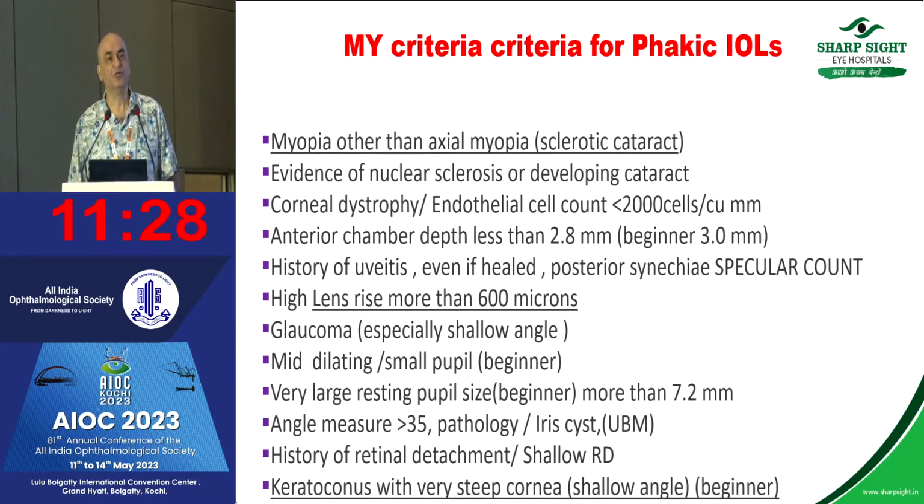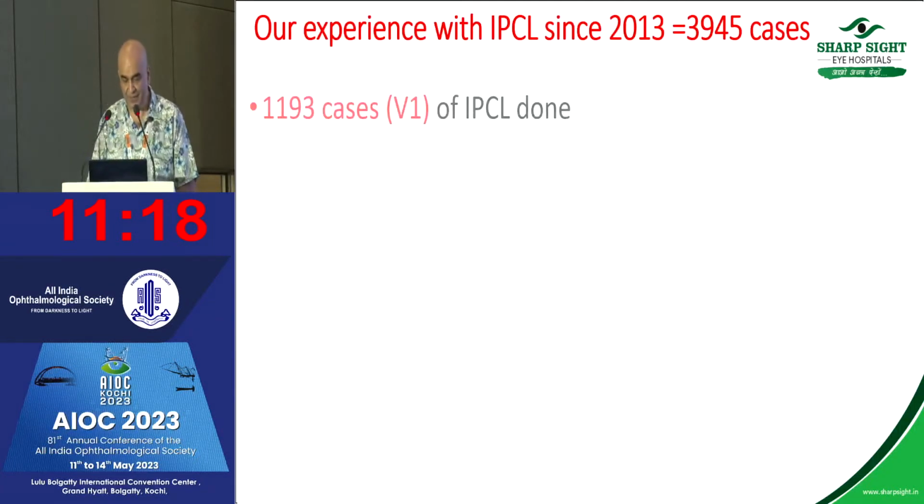Keratoconus patients, do not get fooled by the very deep anterior chamber. The angle becomes very, very important in these keratoconus patients, because you have a steep cornea, so you can have a false anterior chamber depth.